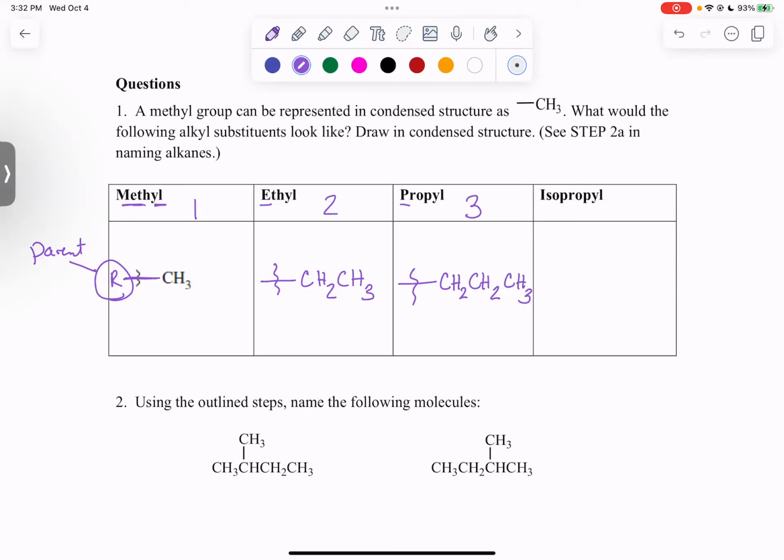Now, isopropyl is just an isomer of propyl. And remember when we said isomer, it's a structural isomer. So all we're going to do is rearrange the carbons. We're still going to have 3 carbons, but instead of this last carbon being on the end, what we're going to do is take it and attach it to the first carbon and make isopropyl. So we're going to have 1 carbon, and it's going to be attached to the second carbon. And then that third carbon is going to go down at the bottom.